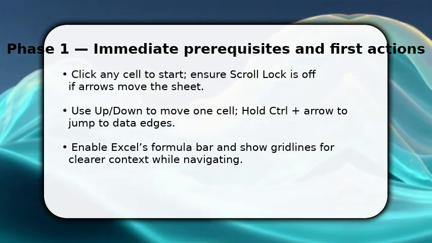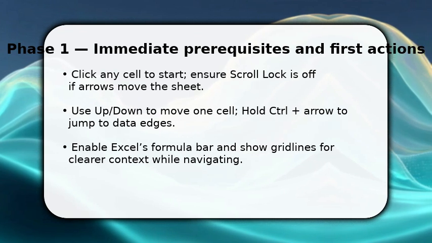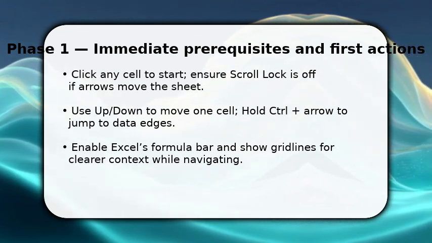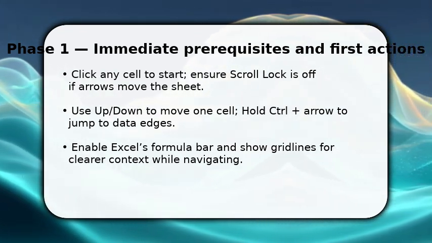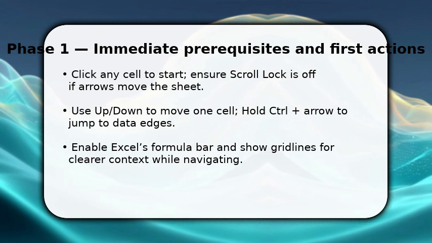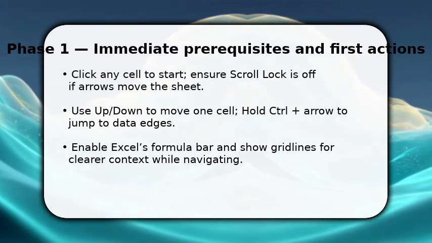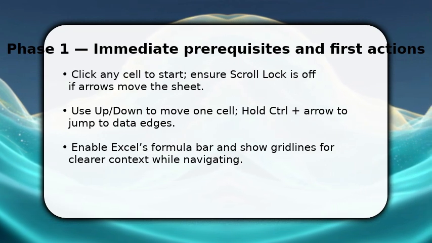Simple arrow presses move one cell, holding Control plus arrow jumps to the next filled or empty cell edge, which saves time when scanning data. Practice those first steps until movement feels natural. They form the foundation for efficient navigation.